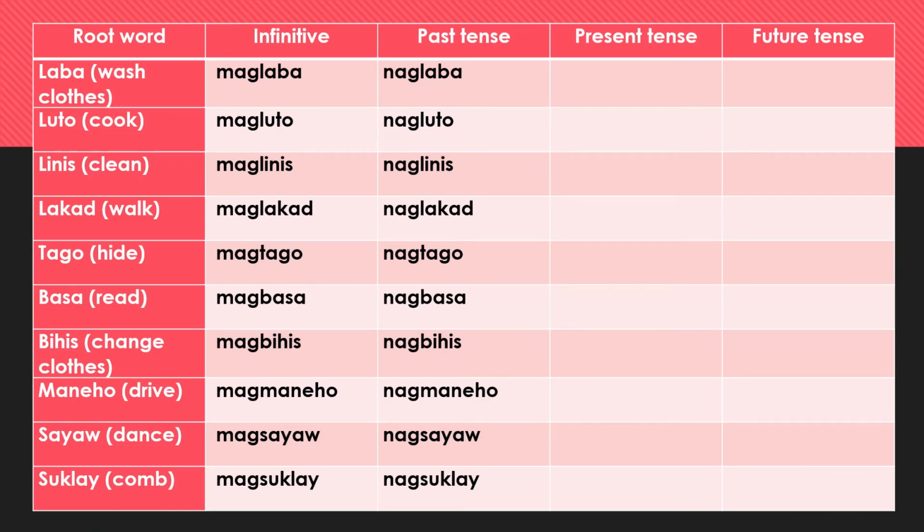So now for the past tense. So the rule is from infinitive, you have to change M to N. So mag becomes nag. Okay. Naglaba, nagluto, naglinis, naglakad, nagtago, nagbasa, nagbihis, nagmaneho, nagsayaw, at nagsuklay. Tama ba lahat?